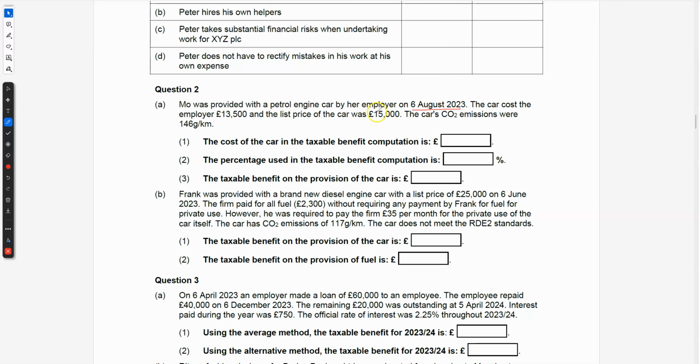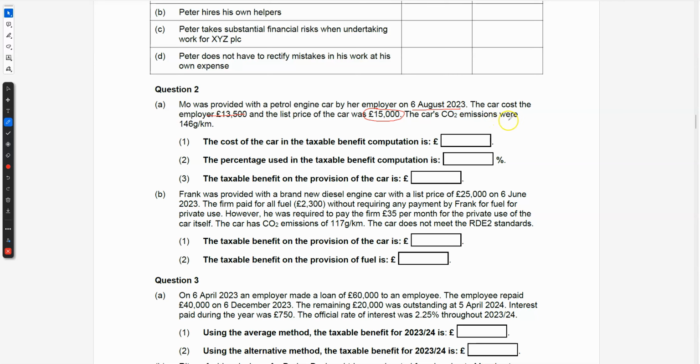Remember that we always take the list price. Always consider the list price. Do not consider the cost for the employer, and do not consider any discount. Always ignore the discount. If the employer gets any discount, ignore that. Always take the list price.